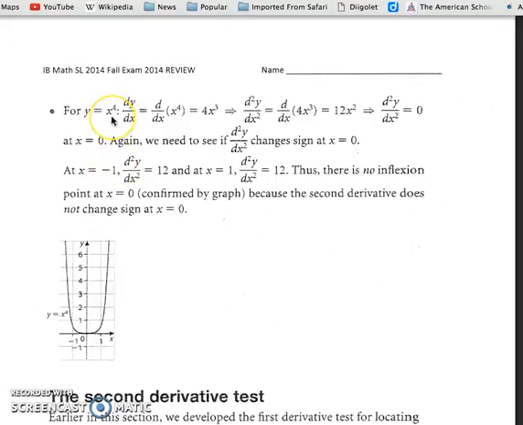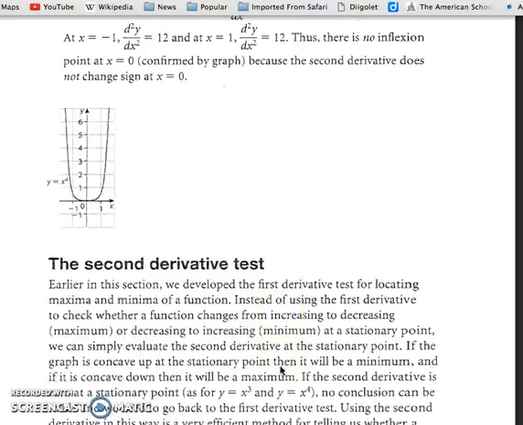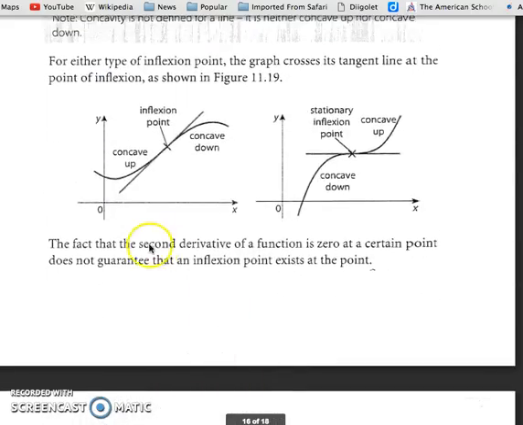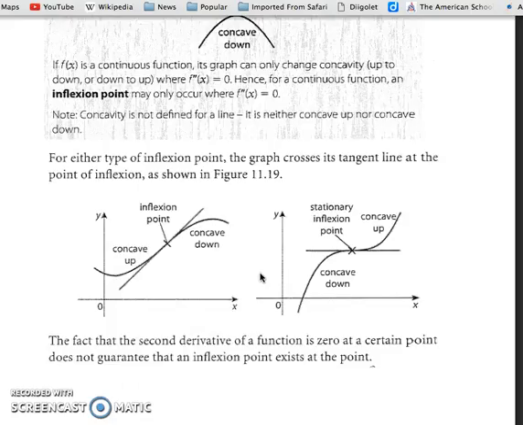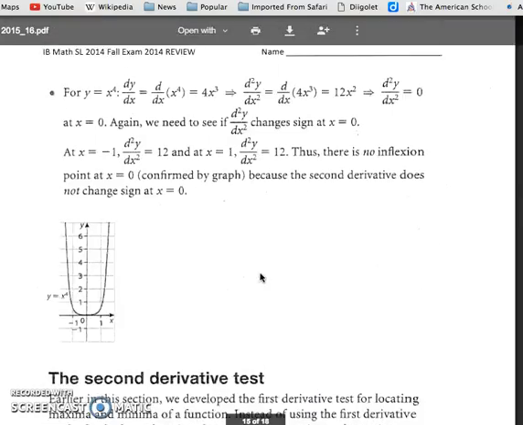So, for example, if they have x to the fourth, first derivative is 4x cubed, second derivative 12x squared. No pasa nada. When x is 0, the second derivative is 0. So we think that there should be an inflection point at x equals 0. But we just saw, just because a second derivative is 0 at a certain point, it doesn't guarantee a point of inflection. So what we have to do is look to see if there's any change in sign.